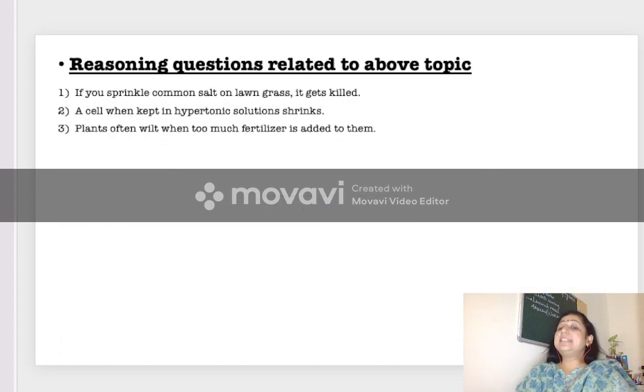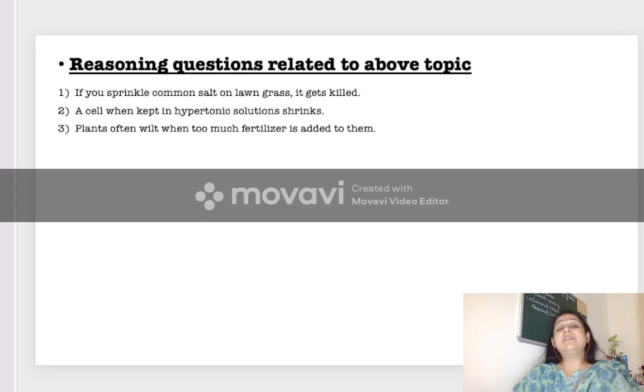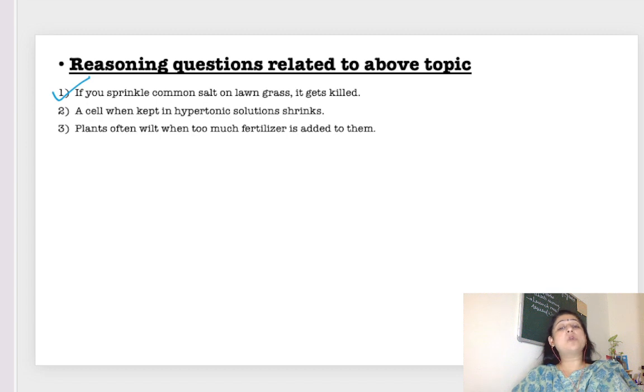Next are the reasoning questions related to the above topics. Now we have done the topic of hypotonic solution, but nobody asks directly what happens to the cell when placed in it. It's very rare that they ask this, but they can give you reasoning questions for this. I've given 3 here. You also simultaneously try to search for the answers. I am giving you the answers here. I'll read out the question for you. If you sprinkle common salt over lawn grass, it gets killed. Why? Let's understand the explanation.